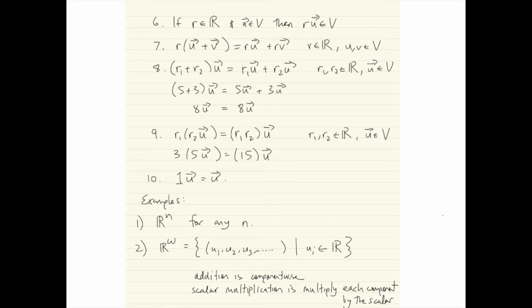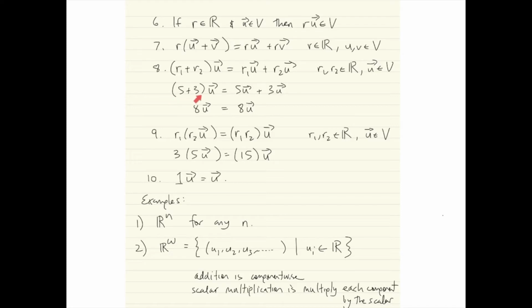Number 6 says if you've got a scalar r and a vector u, then r times u, the scalar multiplication, is a vector in V. This is just part of the definition of scalar multiplication. I think our book is just being extra careful to list it. So one way that the scalar multiplication interacts with vector addition is that the distributive law holds. Moving on to number 8, here's another version of the distributive law.